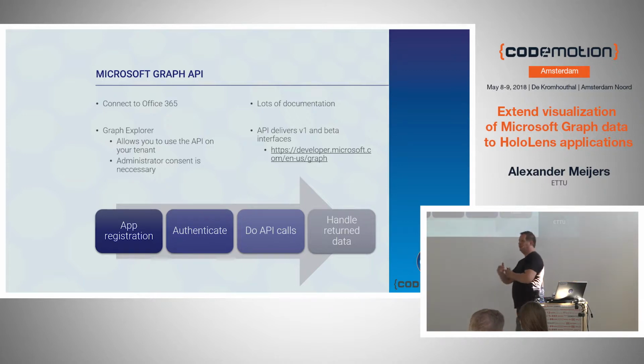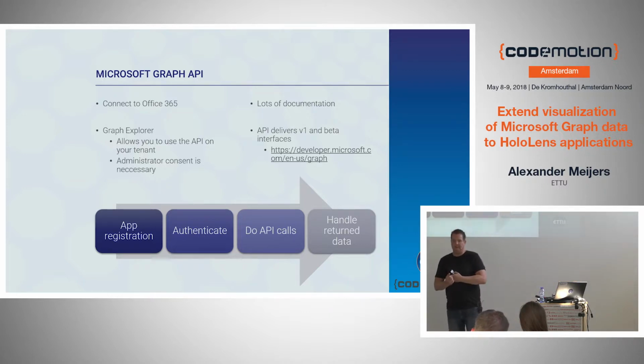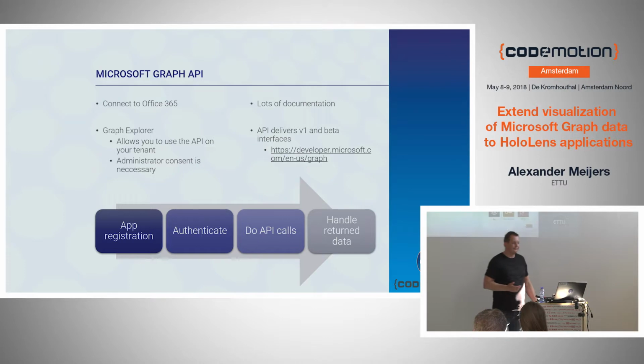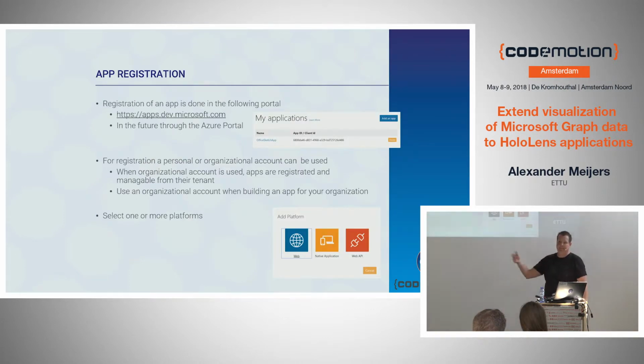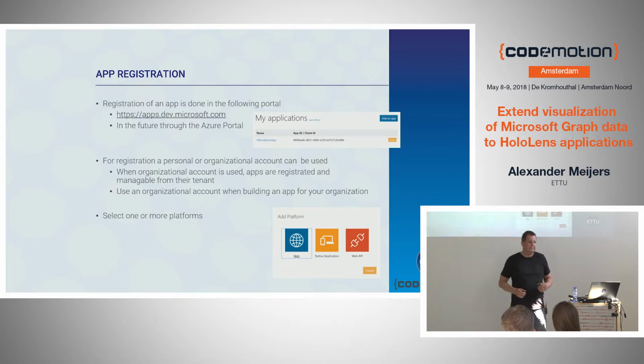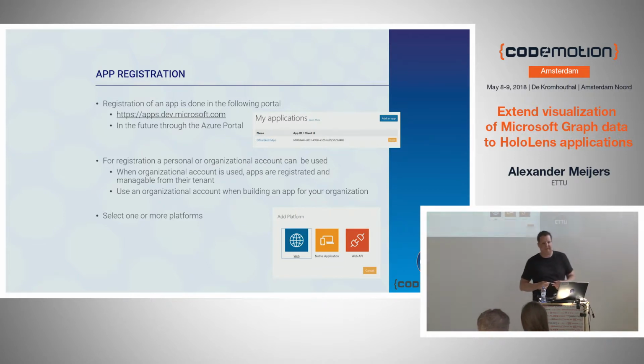To build an application which talks with Microsoft Graph API, you need to do an app registration, you need to do authentication, you do the API calls, and you need to do in some way to return your data. In our case, we want to do the people and the related people. So to do app registration, there's a website for there. You can go into there, and it is currently a separate website. It will be part of the Azure portal.